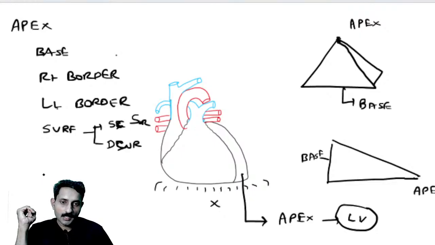Now we have the heart like this. You must have seen this in higher secondary. We have a right atrium, right ventricle.